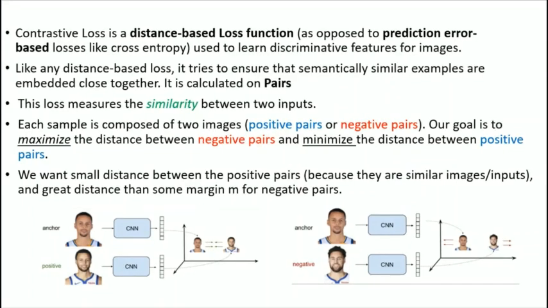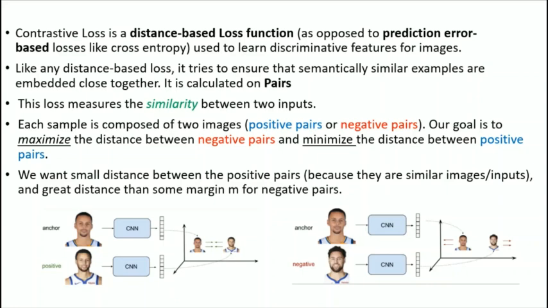Whenever you want to encourage discriminability of your inputs, one very good option is to use the contrastive loss. It ensures semantically similar inputs are embedded closer together because it's going to minimize the distance between them. And whenever you have dissimilar inputs, you want to ensure that the distance between them is maximized. So this loss measures the similarity between the two inputs you provided. If your inputs are images, then it measures the similarity between the two images.